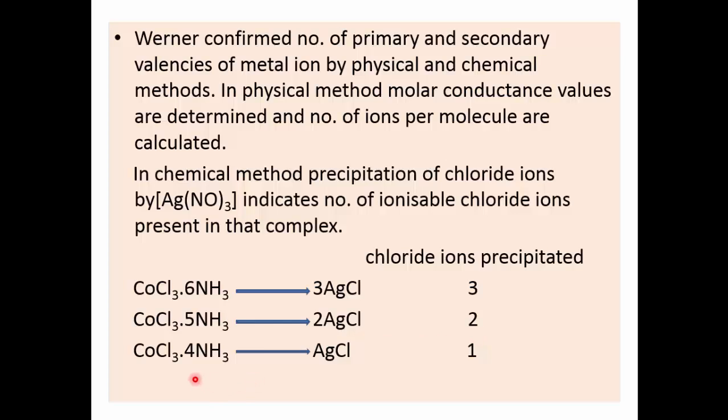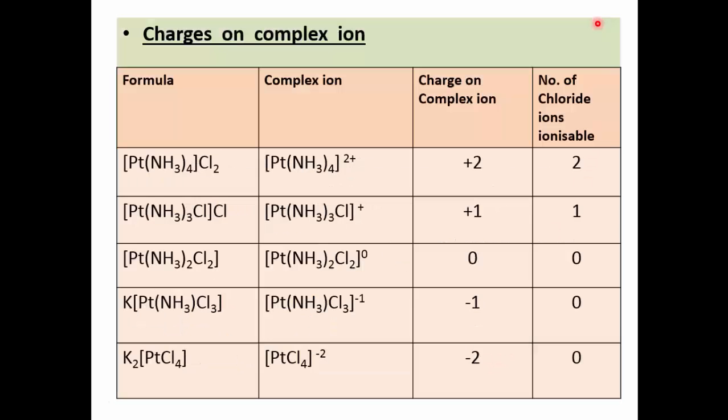And now see this next compound, CoCl3·4NH3. It indicates that in this structure 2 chloride ions jump inside the square bracket, lose their ionizable property, and act as secondary valency, tightly held with the cobalt. Therefore, when this compound is reacted with silver nitrate, 1 chloride ion is precipitated. Okay, that means only one chloride ion acts as primary valency. In this way, physical and chemical methods help us to find out the primary and secondary valencies of a complex.